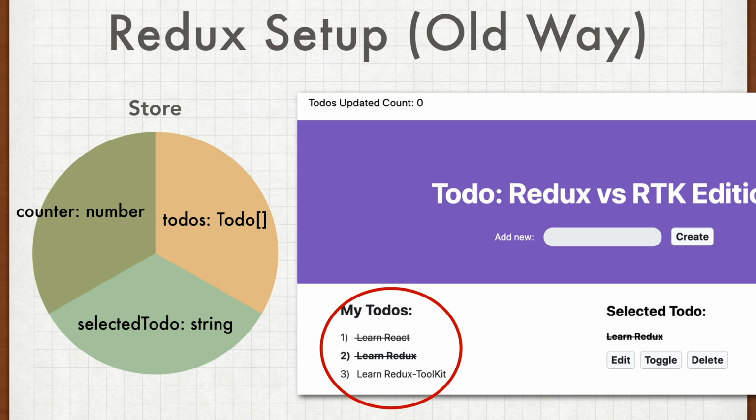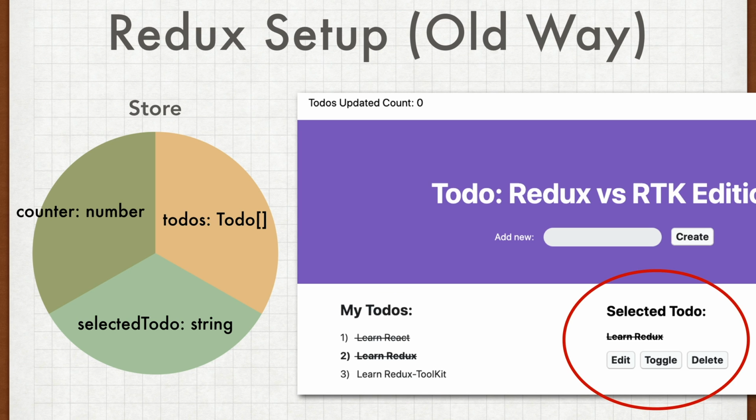These here in the red circle, these are the to-dos, the list of to-dos, obviously. Here is whenever we select a to-do from our my to-dos, here it goes over here. And the way that the Redux application knows that it's here is because our selected to-do ID is equal to whatever to-do that we have selected. And finally, here's our counter right here at the very top.